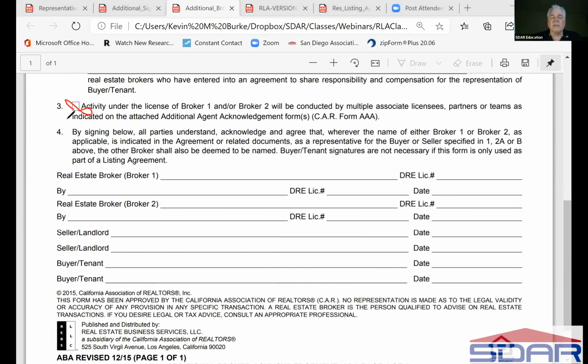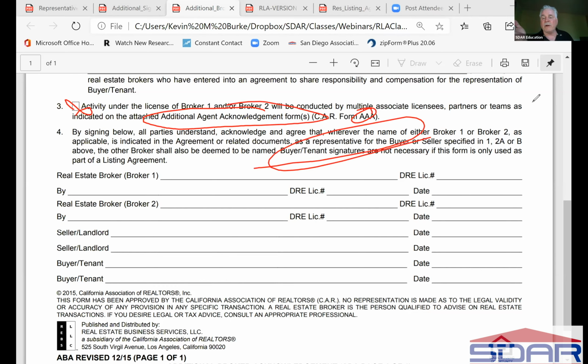Activity under which the license of broker 1 and 2 will be conducted by multiple associates, partners, or teams, as indicated on the attached. And this is my additional agent acknowledgement form. So usually the agent acknowledgement form is done within the brokerage. So if I've got a team or 2 partners in the firm, that's where I'm going to be using that. If I'm going to have additional people within one firm do it, then that's when we're going to use my AAA form.